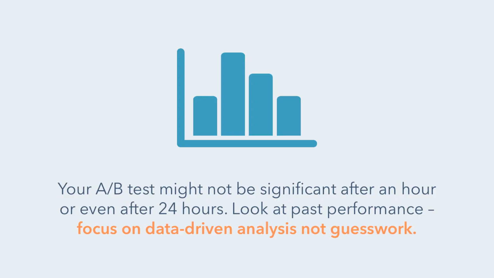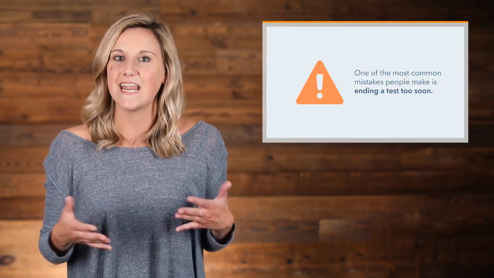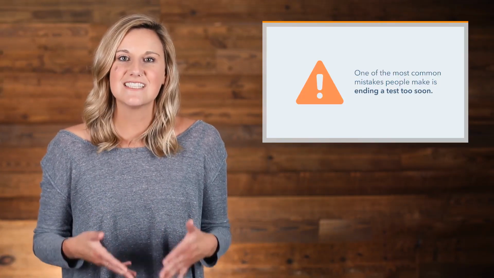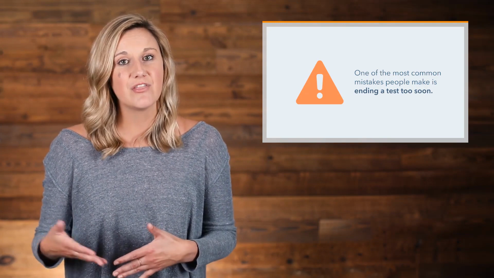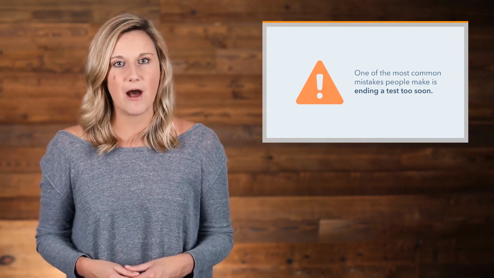Your A/B test might not be significant after an hour, or even after 24 hours. To decide on this time frame, you can take a look at your past performance. Remember, you want to focus on data-driven analysis, not guesswork. One of the most common mistakes people make is ending a test too soon. And this doesn't just mean the one A/B test. Make sure you're testing many emails to start to see how things are trending before making an overall change to the way you send email.